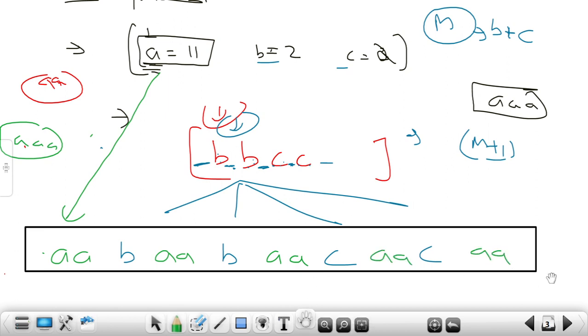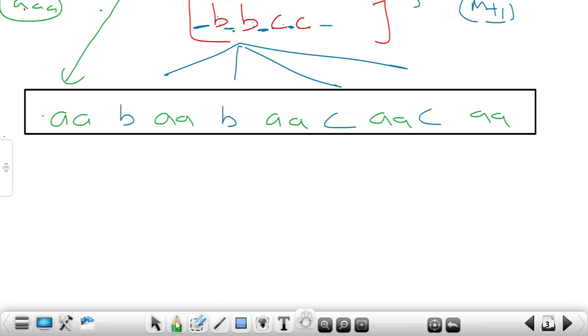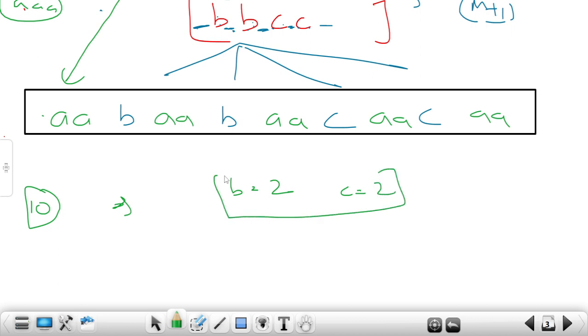Okay, now how many times do I have a? You can see that I have a 10 times. This means that I'm going to draw a conclusion from this. If I have b equal to 2 and c equal to 2, I can have at most 10 a's in the string, and if the number of a is more than 10, then I have to return -1. I hope the idea is clear to you.